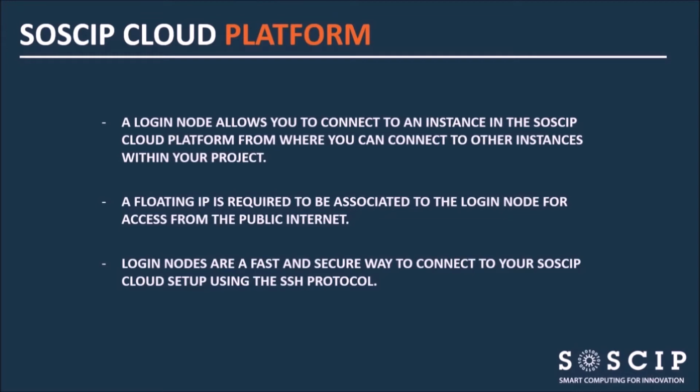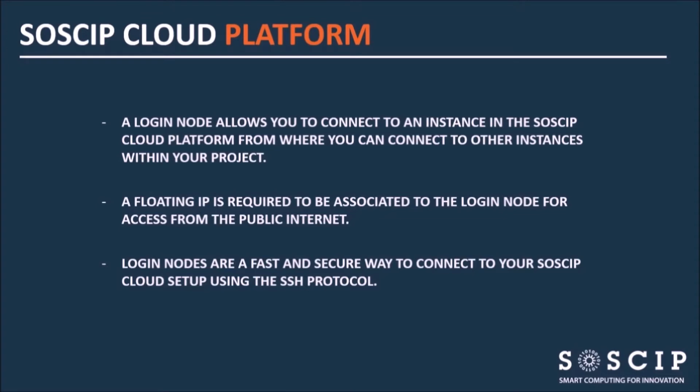Floating IPs allow computers on the public internet to make inbound connections to your instances in the SOSCIP Cloud. Without it, only outbound connections can be made from your instance. They are called floating IPs because you are free to move these IP addresses from instance to instance as you see fit. By default, each project's quota for floating IPs is limited, which means that you won't be able to assign a floating IP to every single instance within your project.